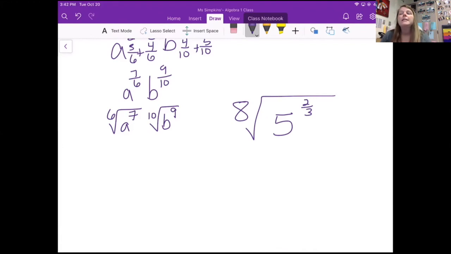Right now, we can't simplify things that are mixed. This has a radical and an exponent. So we need to change it. We can change this radical, so we still have 5 to the 2/3. How could you write an 8th root as an exponent? What fraction would 8th root be as an exponent?